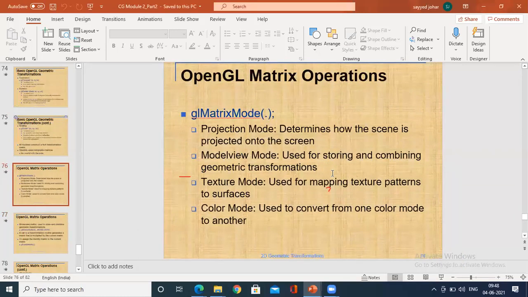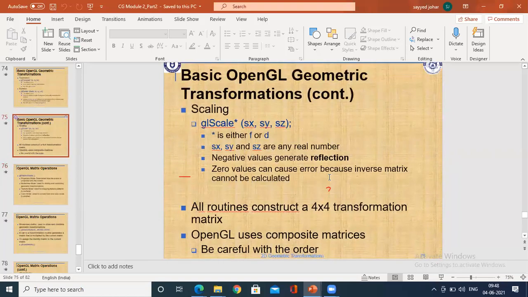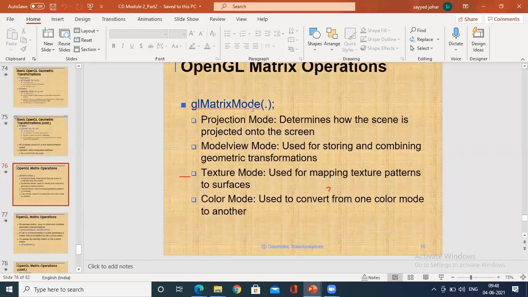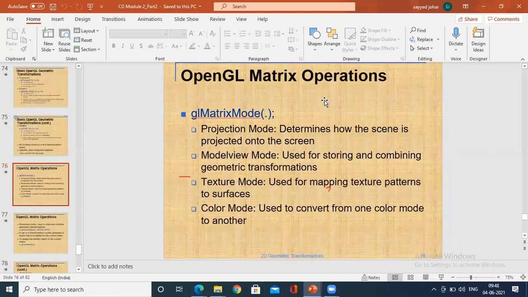Now you will understand in our program why we use matrix mode, the OpenGL matrix operations. Till here, you have not analyzed in the init functions why you use glMatrixMode. GL_PROJECTION is a projection mode that determines how the scene is projected on the screen. We use the model view matrix also. The model view mode is used for storing and combining the geometric transformations, because whatever OpenGL primitives you write are stored as an array of structures in matrix form in homogeneous coordinate systems. That is the concept.